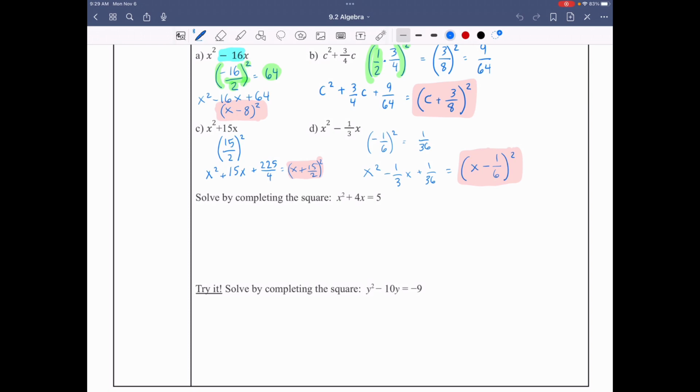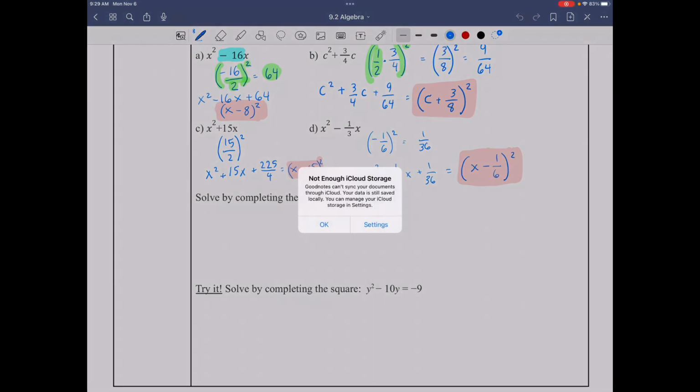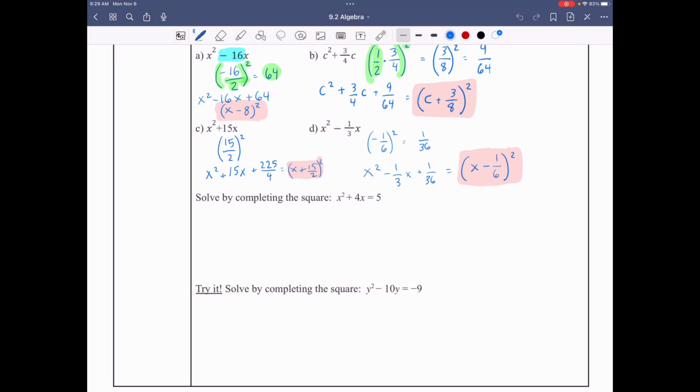Now we're going to take what we just learned and apply it to solving by completing the square. And so we're just going to look at this piece right here. It's the same as what we had above. So we're going to take the 4 as our b, divide it by 2 and square it. So that would be 4 over 2 squared. 4 over 2 is 2. 2 squared is equal to 4. So we're going to add 4 to both sides of the equation.